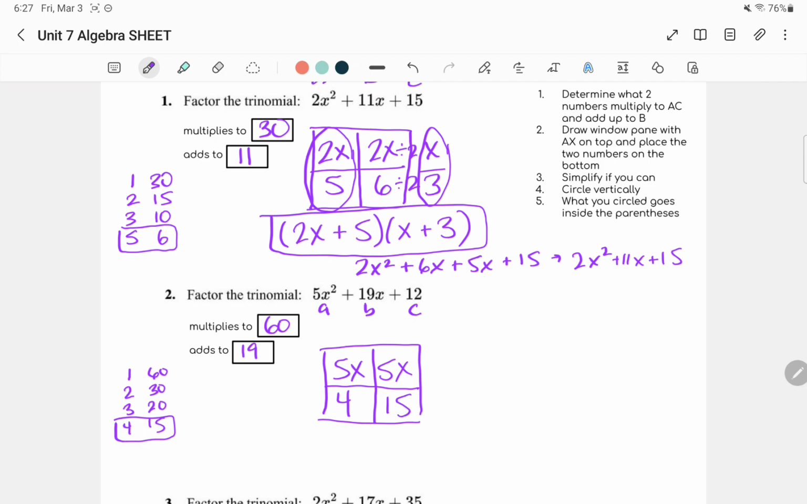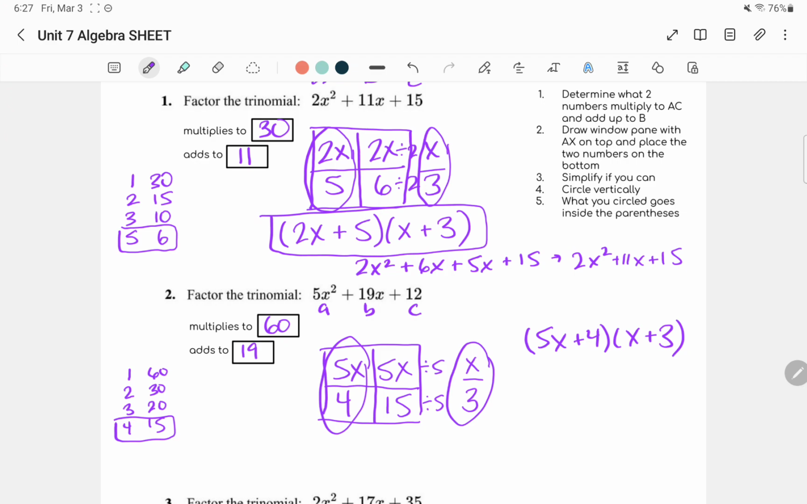Then I'm going to simplify. Can 5 over 4 be simplified? No, there's no number that goes into both 5 and 4. So I'm done with that one. Now with 5x and 15, can I simplify this? Yes, meaning what number goes into both 5 and 15? That would be 5. So I'm going to divide both by 5. And I get x over 3. And then that's what's going to go inside my parentheses. So let's put it over here. So I have 5x plus 4 and x plus 3.